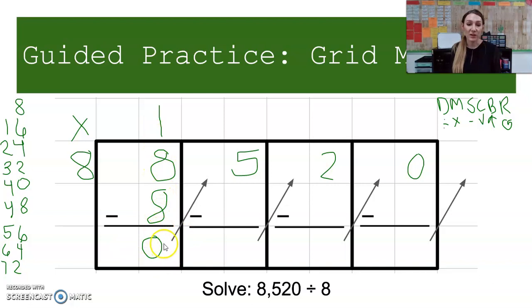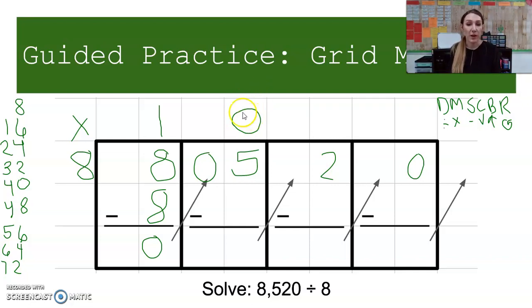Then I'm going to check, is 0 smaller than 8? If it is, I'm going to go ahead and bring it up to the next box. And my new dividend is 5. So how many times can 8 divide into 5? If I look at my list of multiples, 8 is already bigger than 5, which means I cannot divide 8 into 5. So I'm going to put a 0 in my quotient. I cannot leave that space blank. I have to put a 0 there.